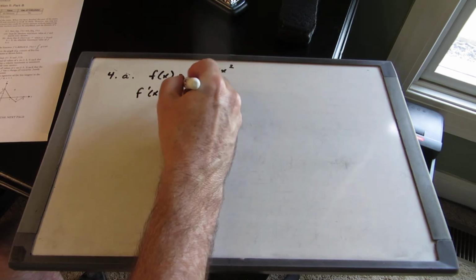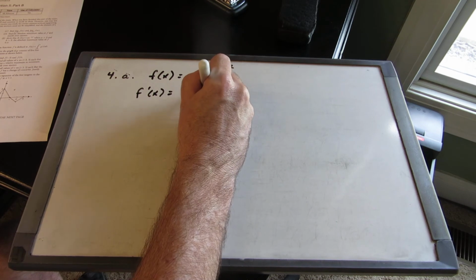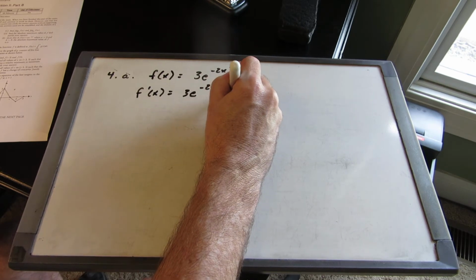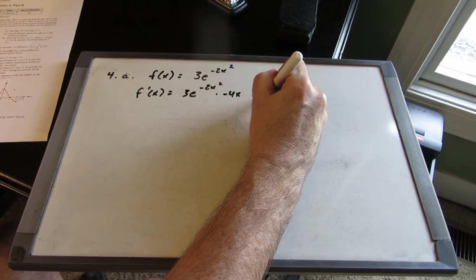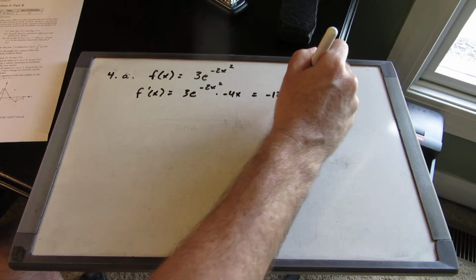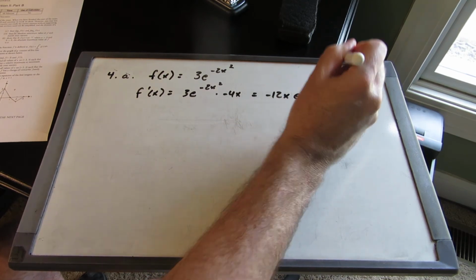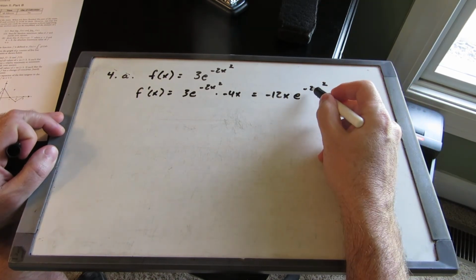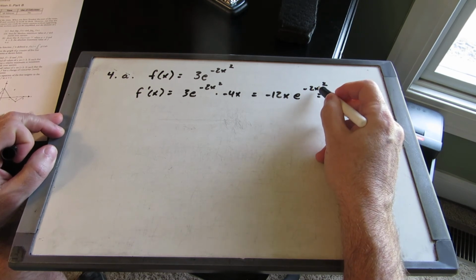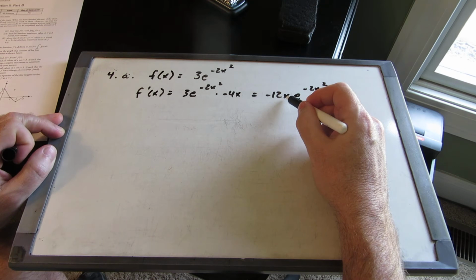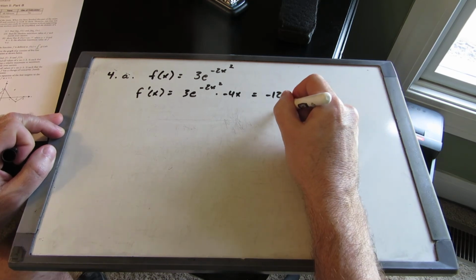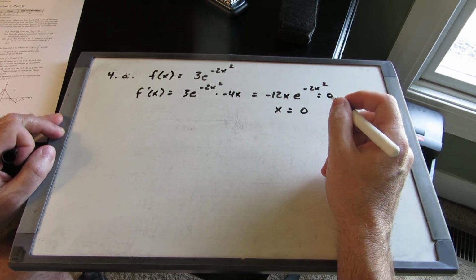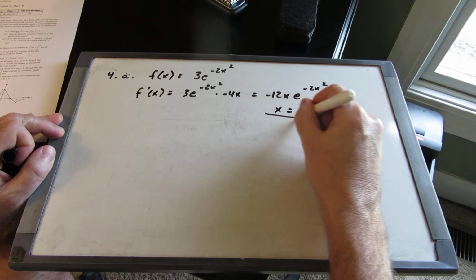So that's going to be 3e to the minus 2x squared times the derivative of the exponent, minus 4x. So that would be minus 12x e to the minus 2x squared. We'll set that equal to 0. And e to the minus 2x squared will never be 0. It doesn't matter what you plug in. But if we plug a 0 in for x, that'll be 0. So x equals 0 is where f prime of x is 0. So that is the value of x.